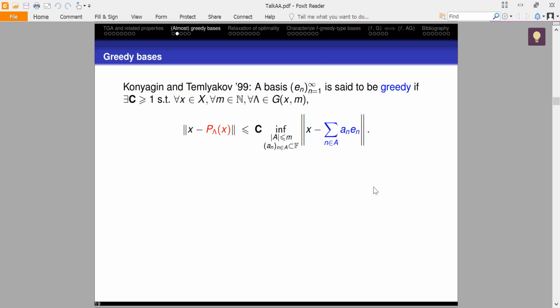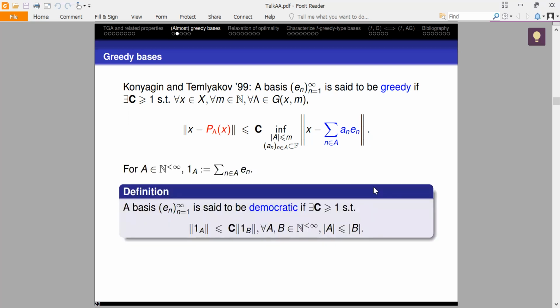And the answer is yes. But before that, we need to define a democratic basis. A basis is said to be democratic if you give me two sets A and B, and if the size of A is bounded by the size of B, then 1_A is at most 1_B up to a constant C. It doesn't matter where the positions of the sets A and B are.